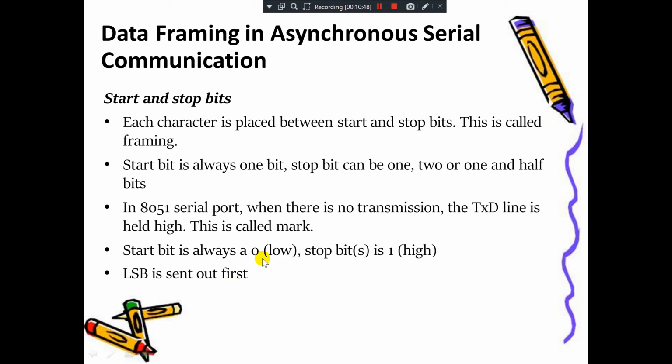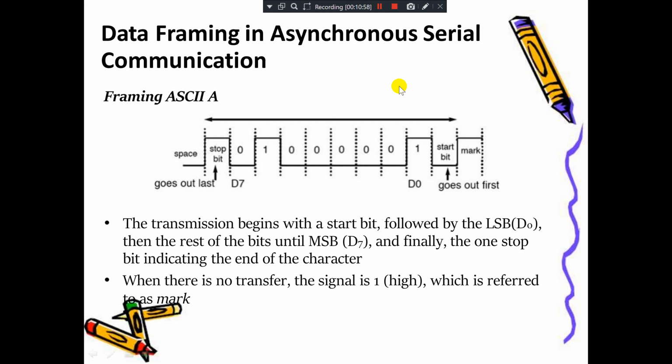The start bit is always low, that is nothing but 0. Stop bit is always high, that is 1. And always the least significant bit is sent out first. Okay, now let us discuss data framing in asynchronous serial communication.